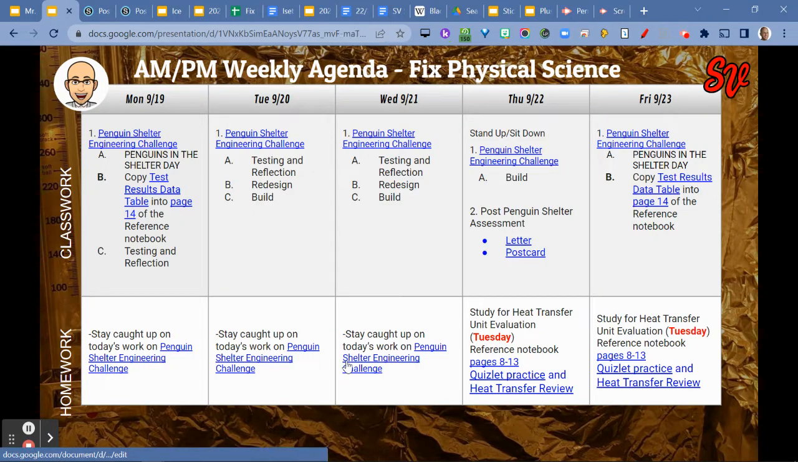This is the weekly update for Mr. Fix's science class for the week of September 23rd.